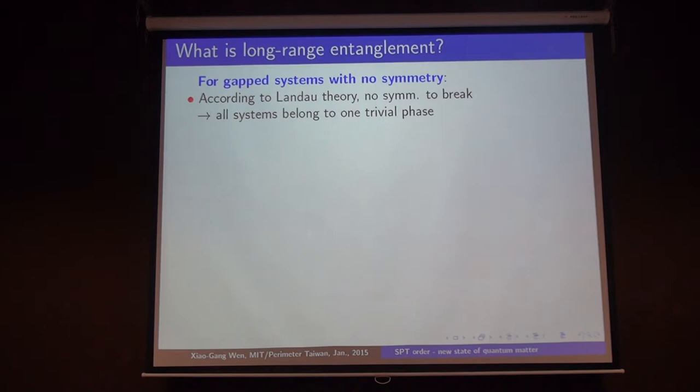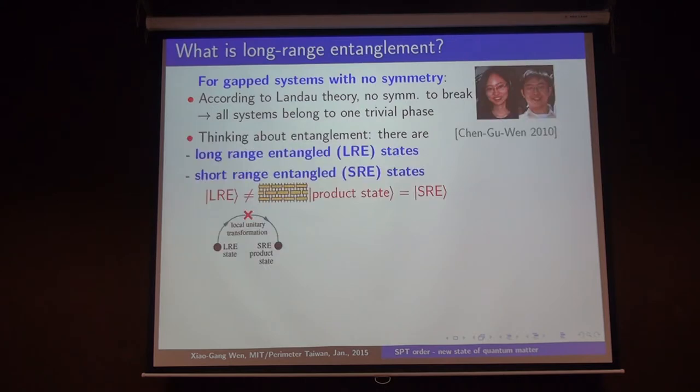But mathematically, how do we define long-range entanglement? To define long-range entanglement, we can use the local unitary transformation, which we discussed yesterday. Basically, we know the product state is unentangled, certainly not long-range entangled. Then we can use the so-called local unitary transformation, which is described by this kind of picture.